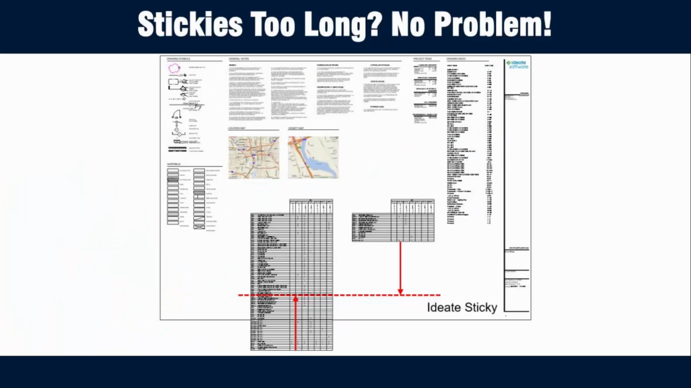Depending on the sheet size and configuration, most stickies will fit onto sheets without any issues. If a sticky happens to not fit on a sheet when linked into a Revit model, as shown here, you may consider breaking the sticky up into smaller stickies so that it fits onto one sheet.